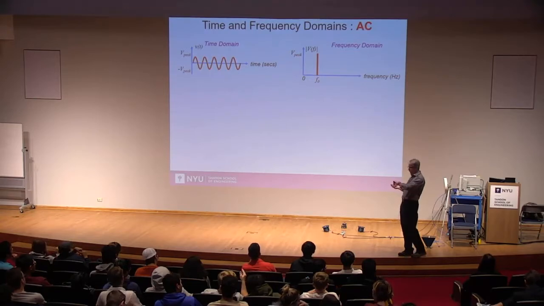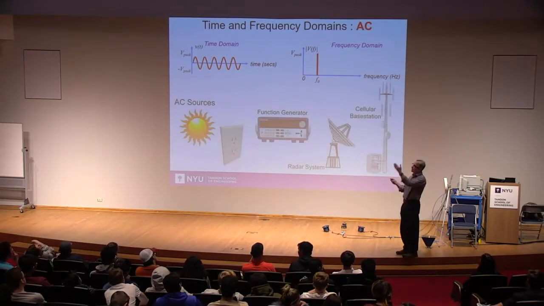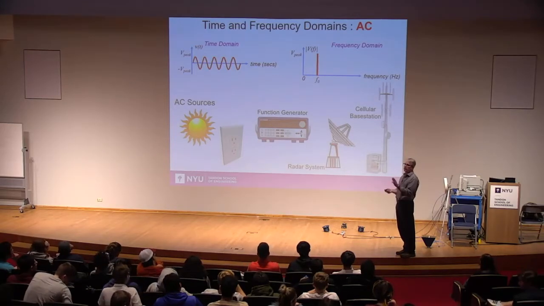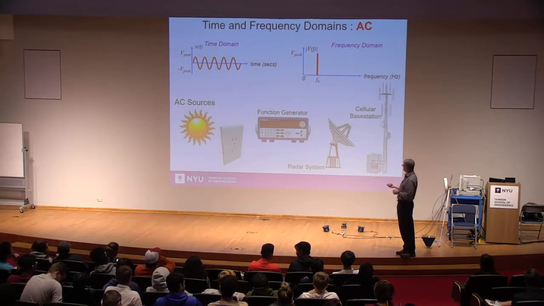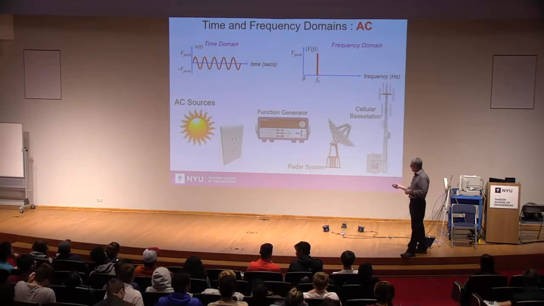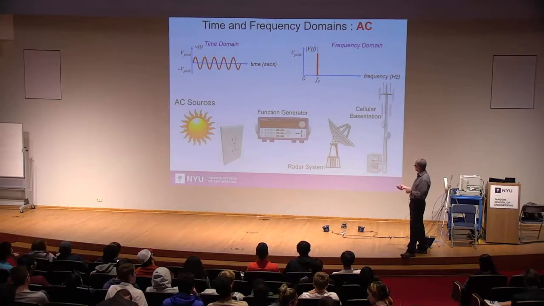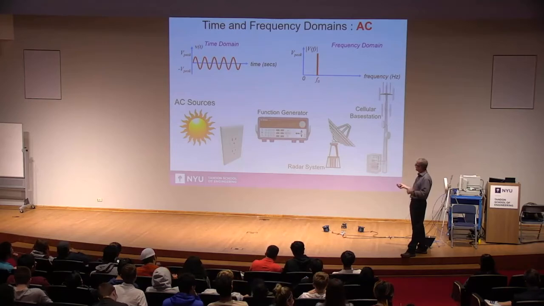So what would be some sources associated with this? Obviously the sun, any light source, those are sine waves coming out. Those sine waves have to be very high frequencies, and our eyes can capture those. These other devices, obviously the wall socket, that's a 60 hertz sine wave that comes out. There's some history of why it was selected to be 60 hertz. This is a piece of test equipment, a function generator. I have some of these up here as well. And then we'll look at radar systems.